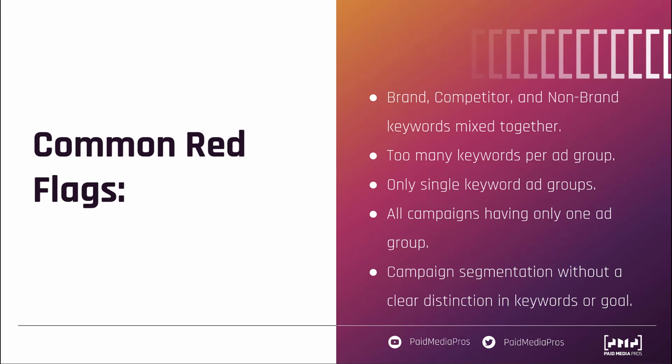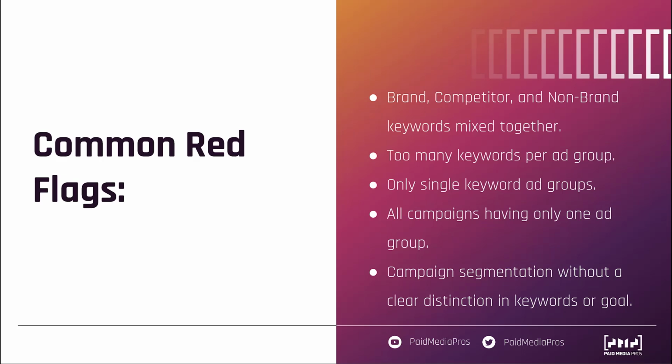We already talked about some in the examples that we just went through, but here are some of the common red flags that Joe and I see when we audit accounts. We tend to see lots of brand, competitor, and non-brand keywords mixed together so that it's really difficult to tell them apart and segment the performance. We see way too many or too few keywords in ad groups. Single keyword ad groups should be used pretty rarely at this point just because of the way all the machine learning works, but you also don't want to have hundreds of keywords in a single ad group, which makes it difficult to understand what is and isn't working.